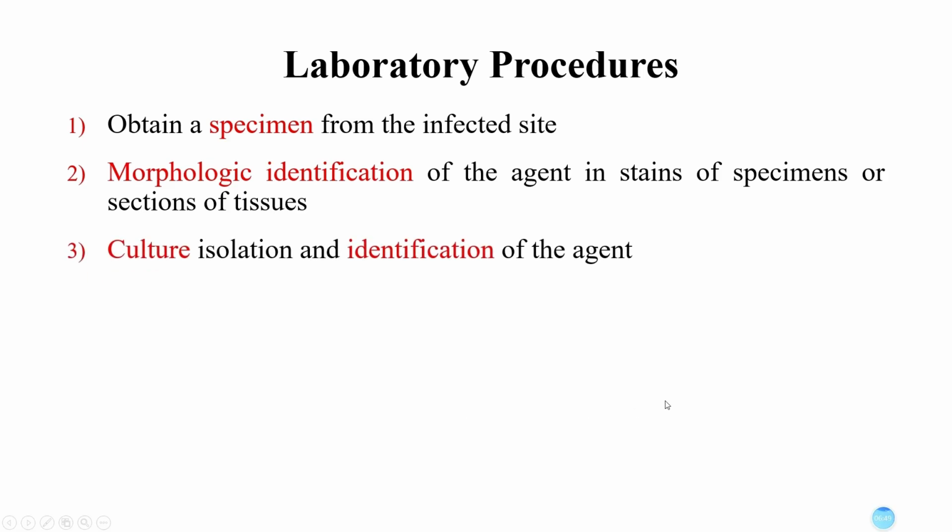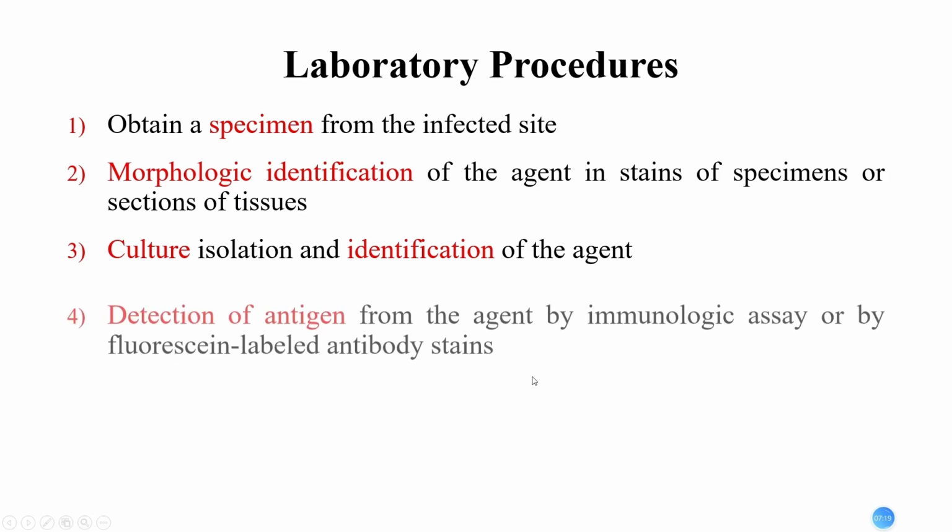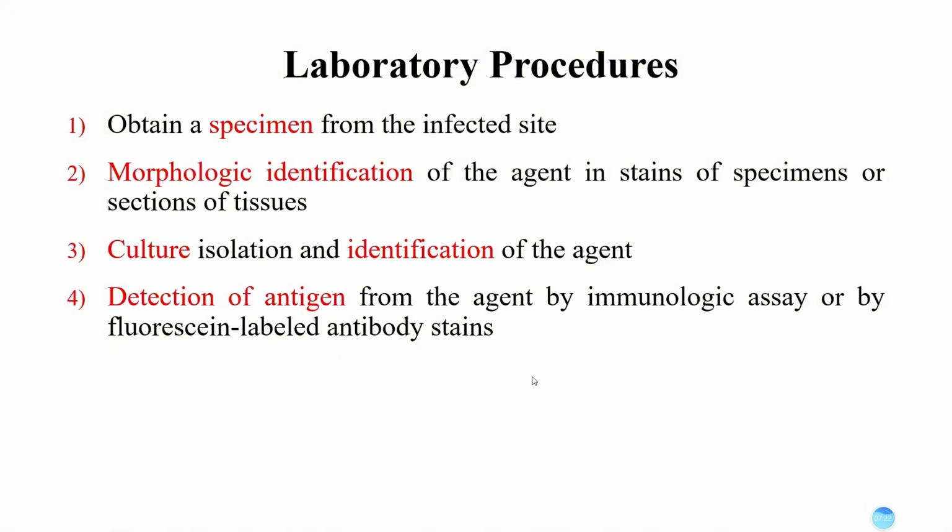And also the gold standard till now, we want to isolate and culture the bacteria from the specimen. So that's the isolation and also identification. Once you get a pure culture, you can further study their characteristics, such as their biochemical activity and also other information from the pure culture. And we can examine the antigen from the agent with the immunoassay.